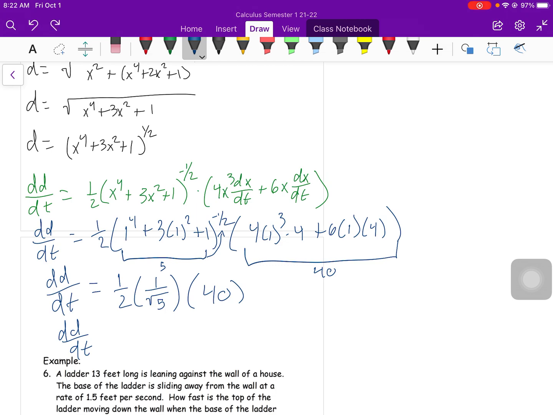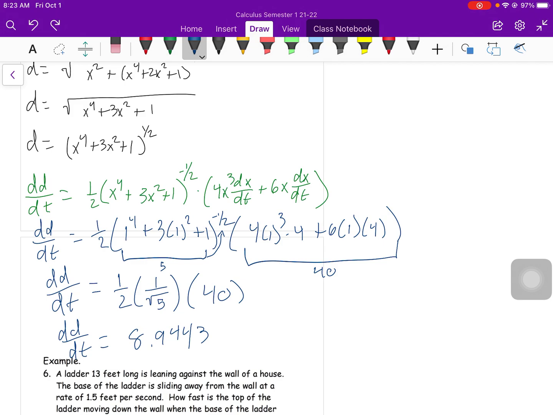Because my handwriting is large and sloppy, I've kind of gone on to the next slide, and it is what it is. To plug this into my calculator, I'm going to do 1 divided by square root 5 first, actually, because that's easier for me for whatever reason. Because I can divide by 2, multiply by 40, and we're going to get 8.9443. All right. And it says find the rate of change of the distance.